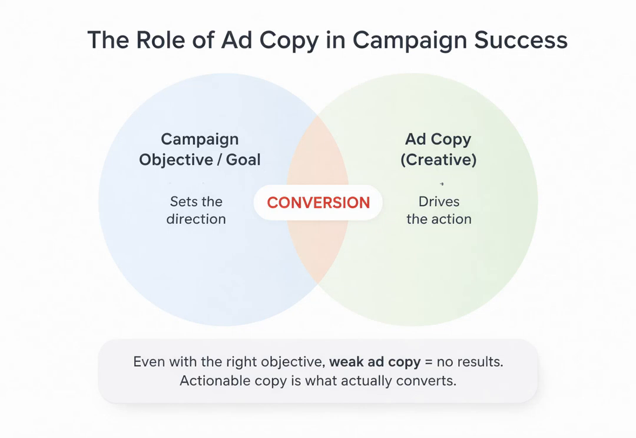Here's a critical concept the instructor emphasizes strongly. Your campaign objective sets the direction, but your ad copy is what actually gets people to act. You can have the perfect awareness objective selected, but if your ad copy isn't compelling and actionable, nothing will happen. On the flip side, if your ad copy is strong and action-oriented, it can drive results even beyond what the objective alone would achieve. The instructor puts it plainly, make your ad copy actionable. That's the real lever you're pulling.